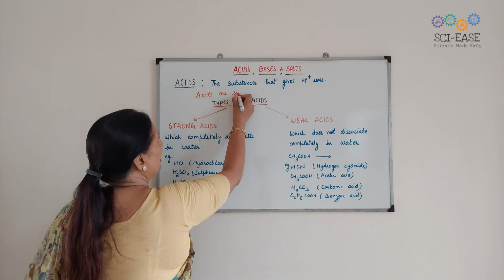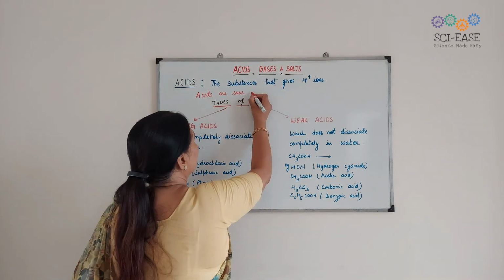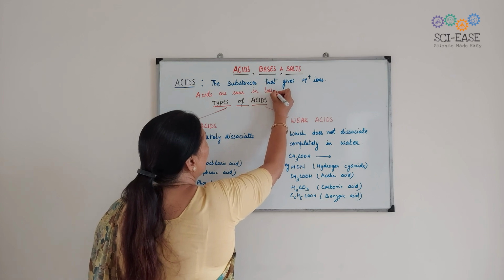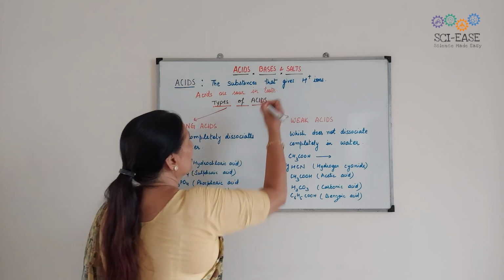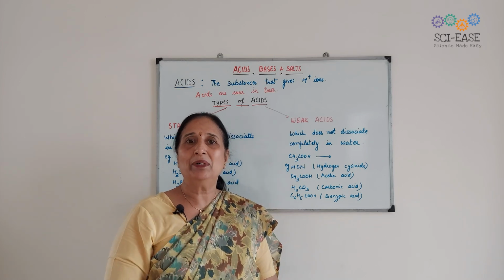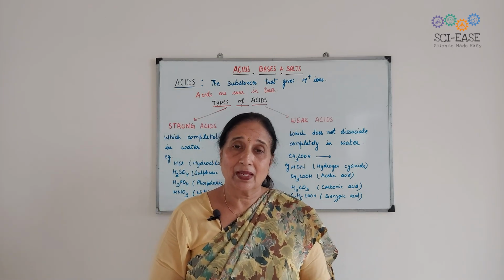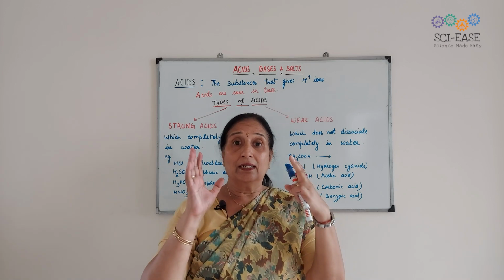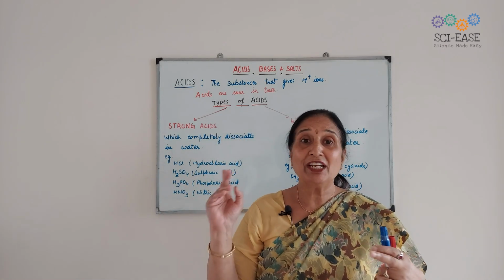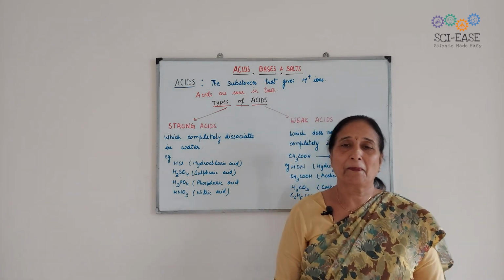What do you mean by sour? Sour is khatta. And we gave you the examples of citric acid, that is lemon, tamarind, etc. Okay? But in higher classes, this definition of acids is not sufficient.